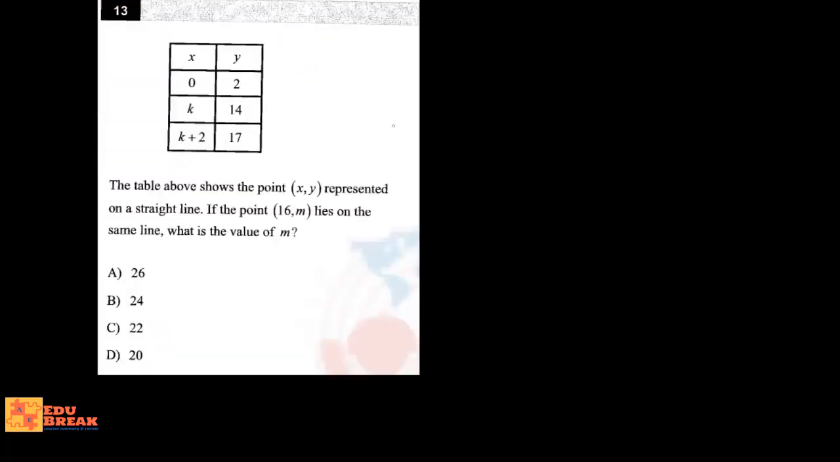Question 13. The table above shows the points x and y represented on a straight line. If the point 16 and m lies on the same line, what is the value of m? Okay, this is a straight line, so we have a constant slope for each 2 points. Let this be x1 and this be x2, this is y1, this 17 is y2. You know that the slope equals y2 minus y1 over x2 minus x1.